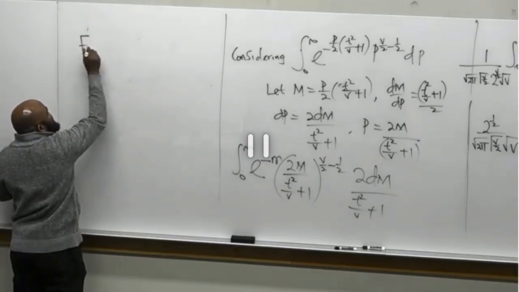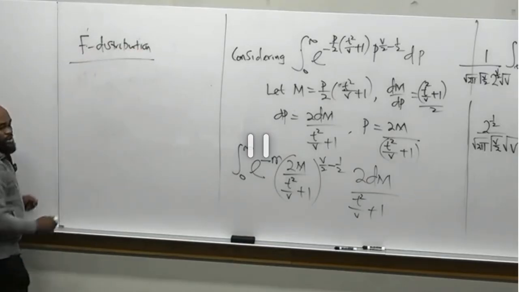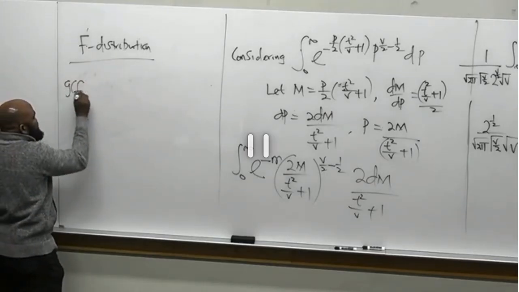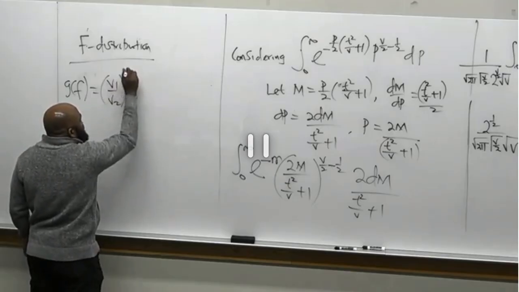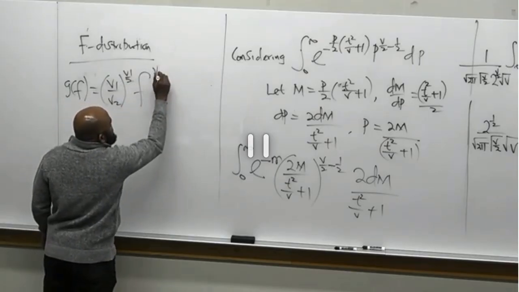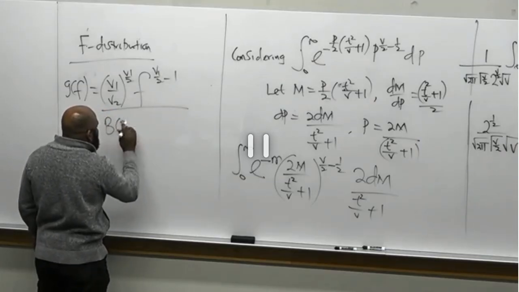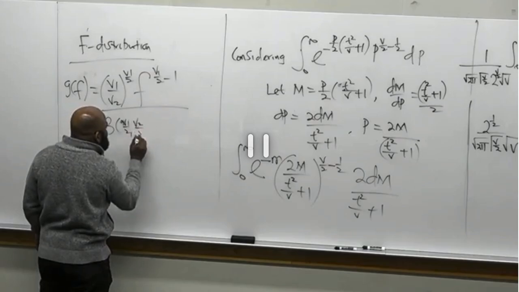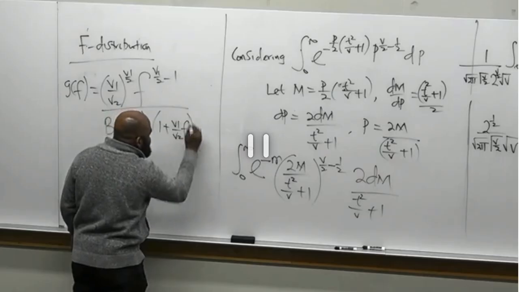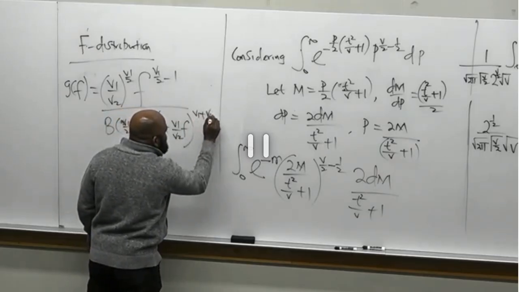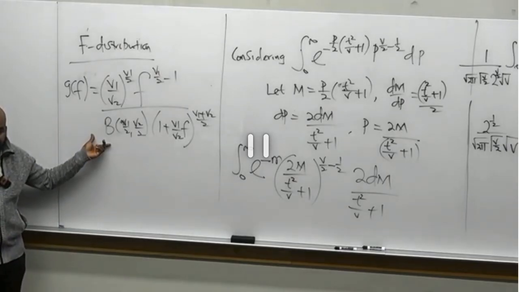So now we want to derive F. Let me write what we want to derive. Okay, the F distribution is this. g of f is (V1 over V2) raised to the power V1 over 2, times f raised to V1 over 2 minus 1, divided by B of V1 over 2, V2 over 2, times (1 plus V1 over V2 times f) raised to the power (V1 plus V2) over 2. This is what we want to derive. This is the F distribution.